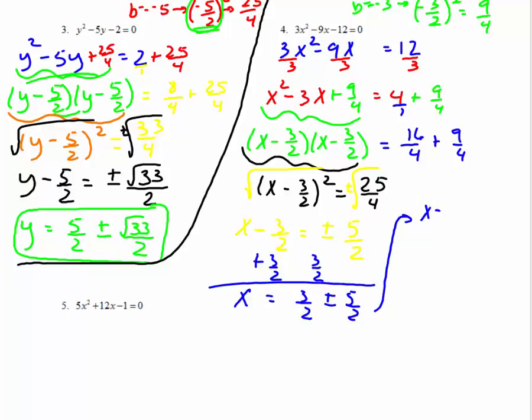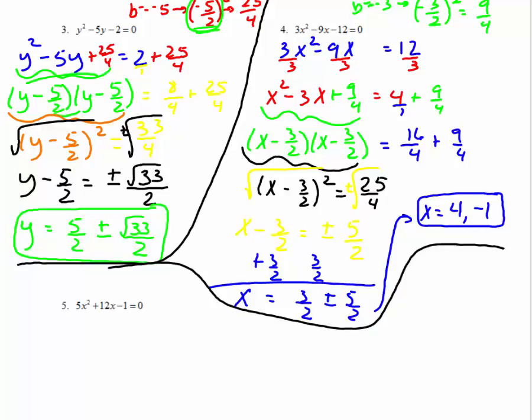So we can go farther. 3 halves plus 5 halves is 8 halves, which turns out to be a 4. And 3 halves minus 5 halves is negative 2 over 2, which is negative 1. So my answers are x equaling 4 and negative 1.